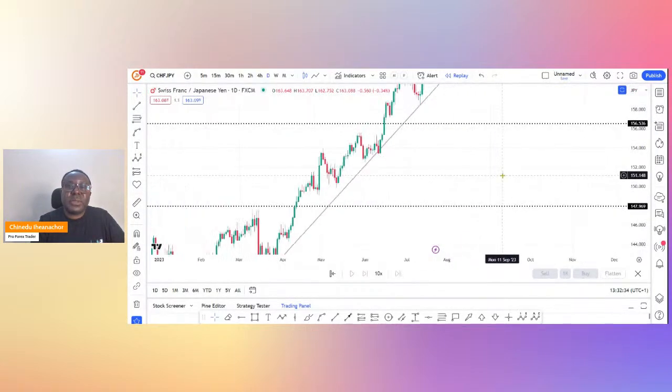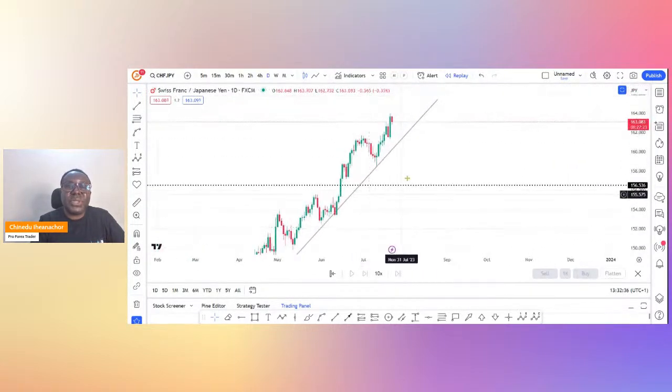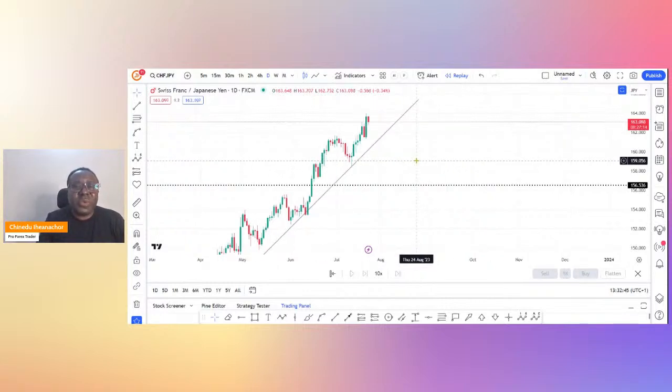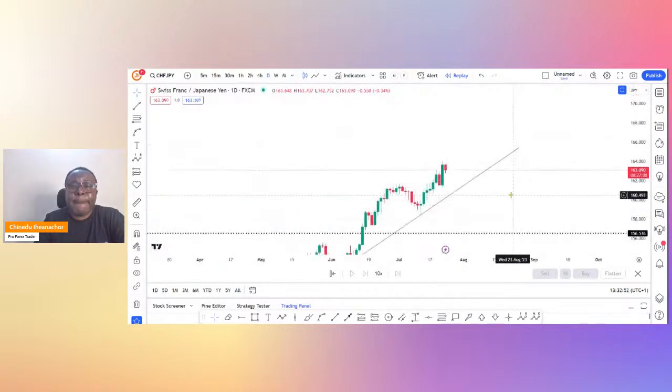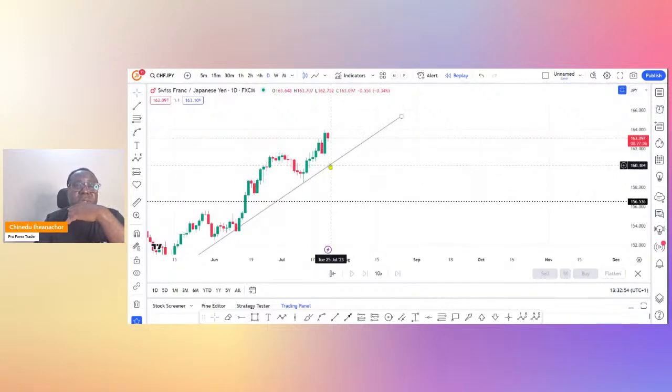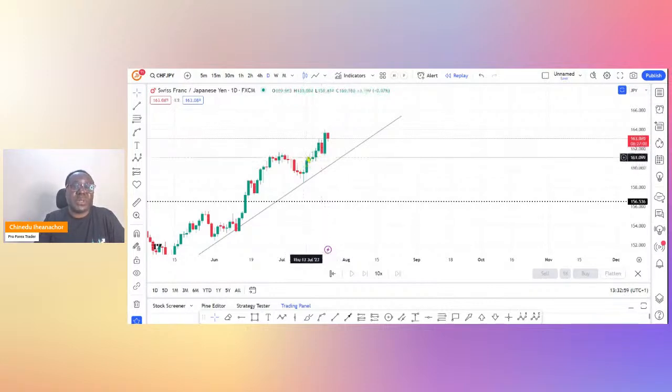Into the current price. Interest rate differentials between the Swiss National Bank and the Bank of Japan can be one of the reasons that this market is doing what you can see here. Okay, and of course, look at this. This was last Friday. This is the bullish engulfing.